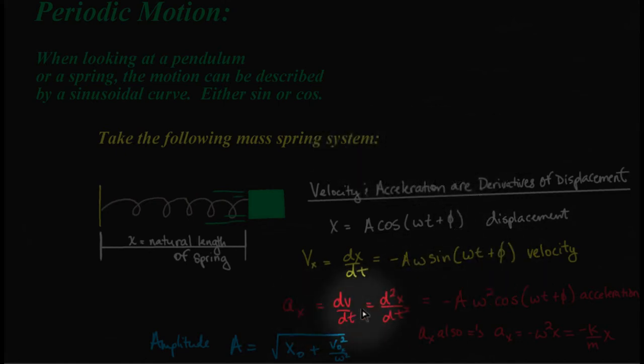You could also take the derivative of the velocity, the second derivative of the displacement, to get the acceleration. The derivative of sine is cosine, the A and omega come along for the ride, and we have to differentiate the inside one more time to get omega squared. Now, you could also look at these alternative formulas for acceleration: negative omega squared times x, or negative k over m times x. Either way, you get the same thing.